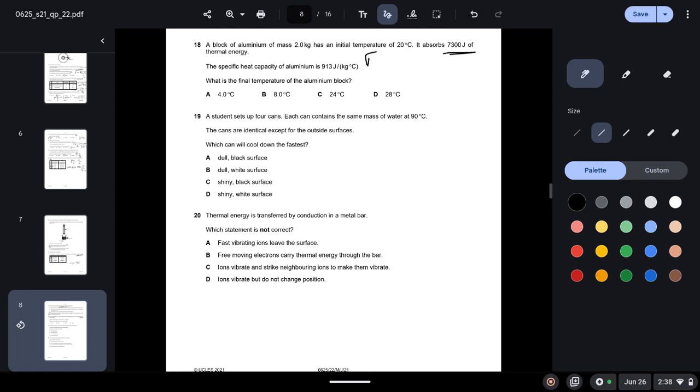So we have the formula. Energy is equal to m c delta T. Delta T is your change in temperature. Energy we are given 7300. Mass we have 2 kilograms and the specific heat capacity 913.